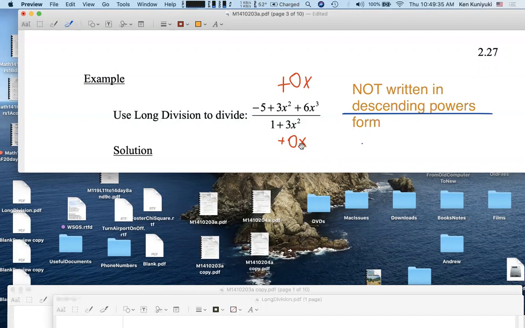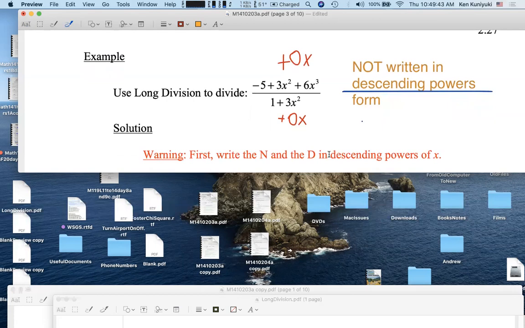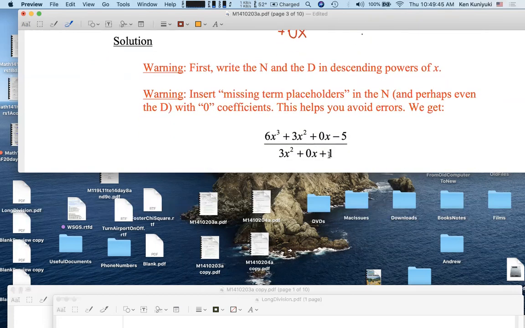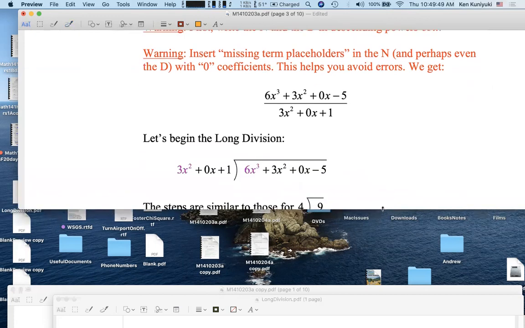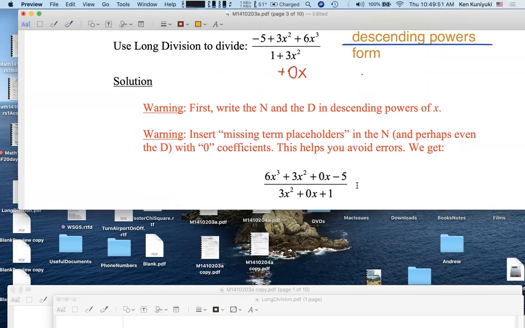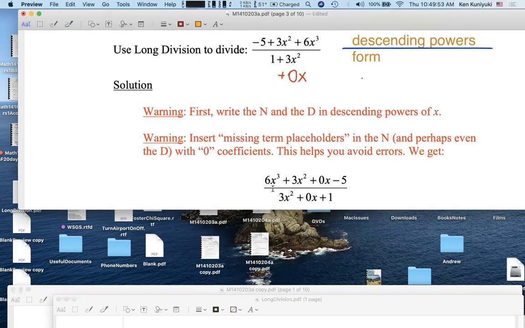So these are two things that will help us out. Writing the two polynomials in descending powers form, and also writing in the missing terms. So let's do that. Now, technically it's an optional step, but it's really, really helpful to write the descending powers form. So on the top, we have 6x cubed plus 3x squared, and eventually the minus 5. On the bottom, we have the 3x squared first, and then the plus 1 at the end.